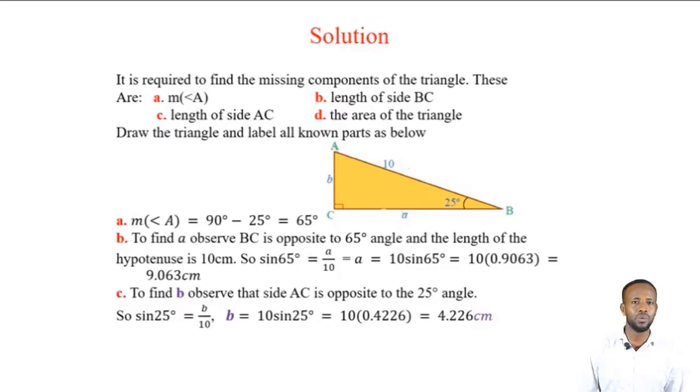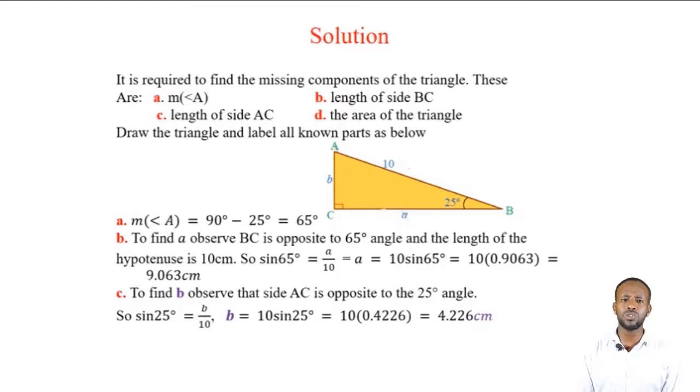Students, now we got what? We get the two sides that were not given to us: the opposite side and the adjacent side. Now what is left for us? To find the area of the triangle.